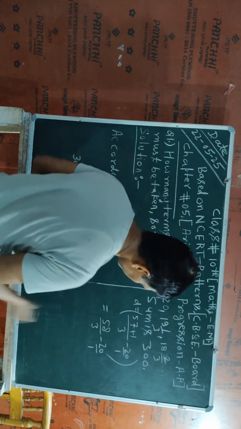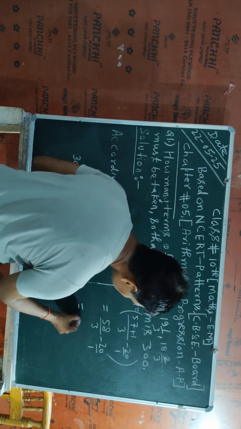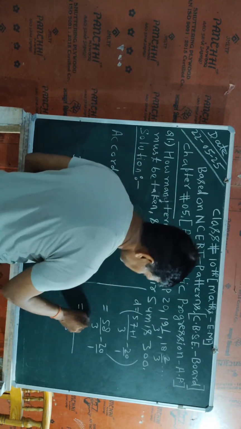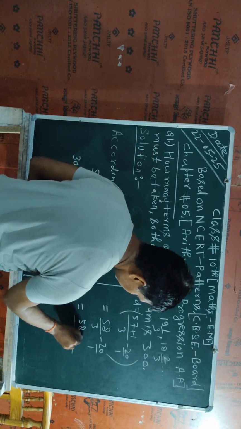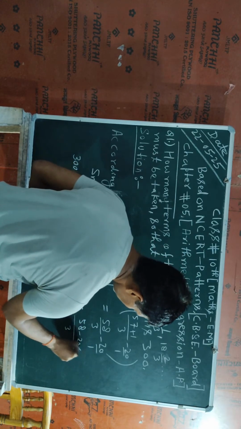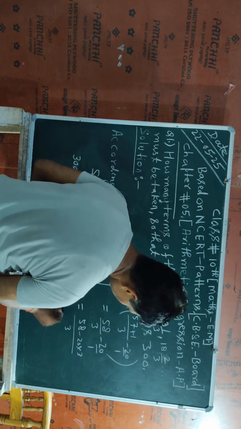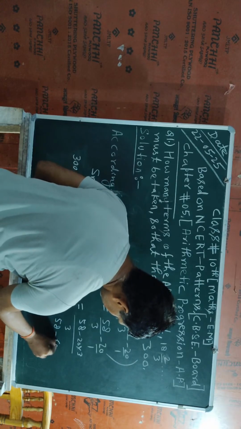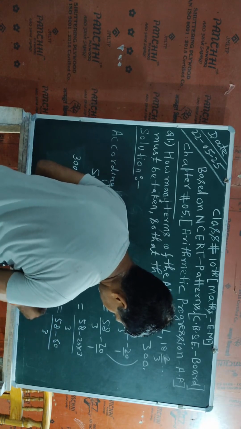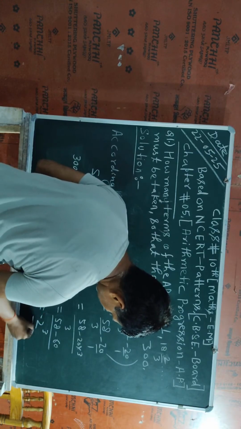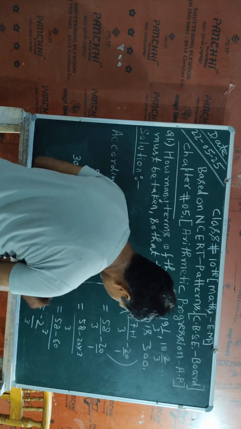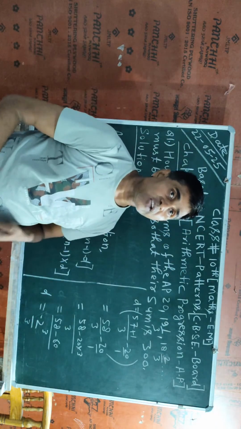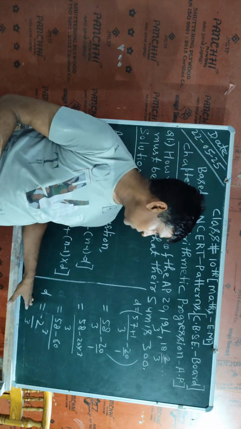Okay. Now here I will take its LCM. So 3 into 1, LCM will be 3. So this will be 58, and here will be 20 into 3. So here I will say that is 58 minus 60 divided by 3. Here I will say minus 2 divided by 3. So the value of d I have got. The value of d is equal to minus 2 divided by 3.